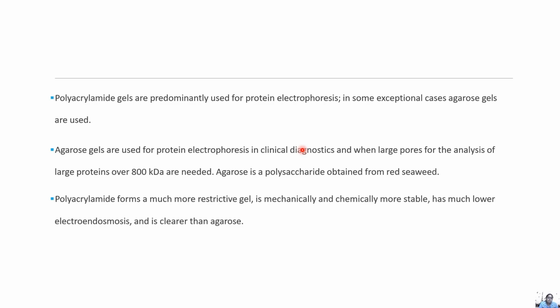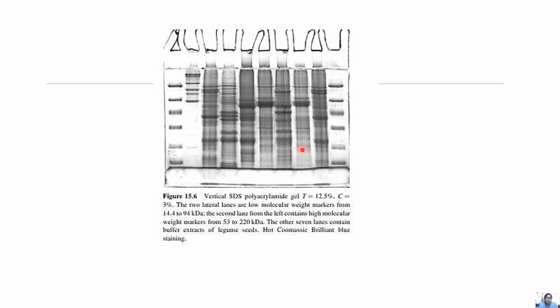Agarose gels are used for electrophoresis in clinical diagnostics and when the analysis of large proteins over 800 kDa is needed. Agarose is a polysaccharide obtained from red seaweed. Polyacrylamide forms a much more restrictive gel, is mechanically and chemically more stable, has lower electroendosmosis, and is clearer than agarose. This is a vertical SDS polyacrylamide gel.